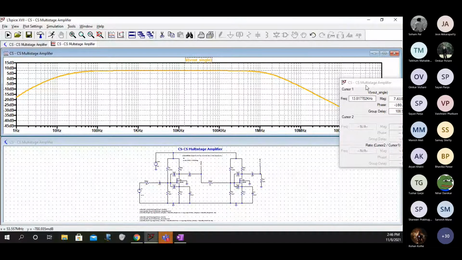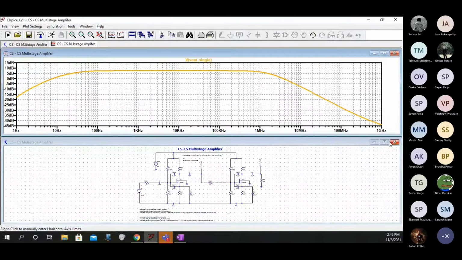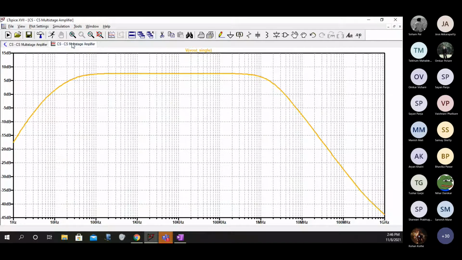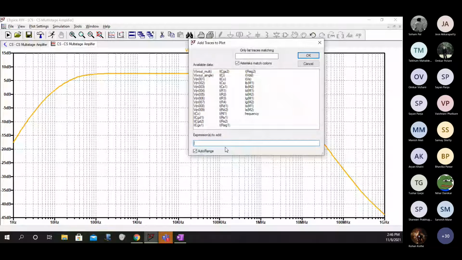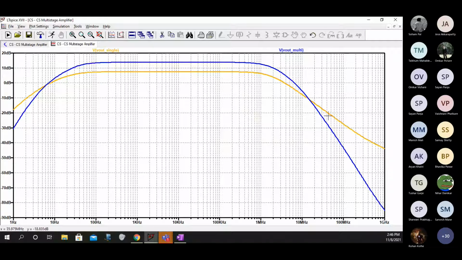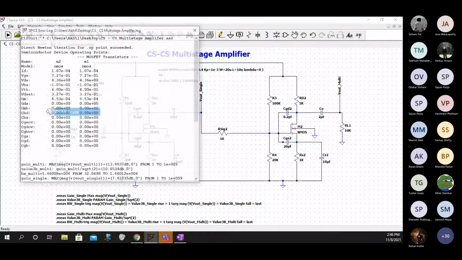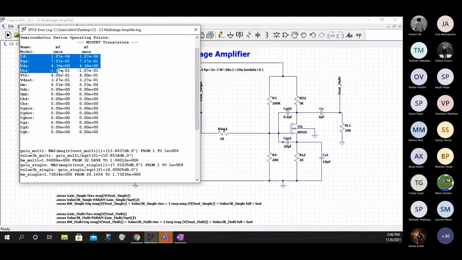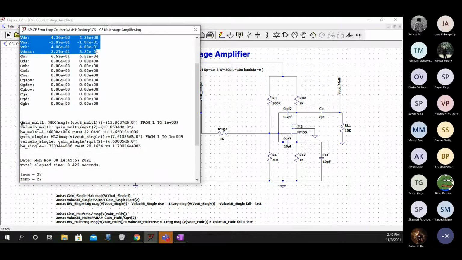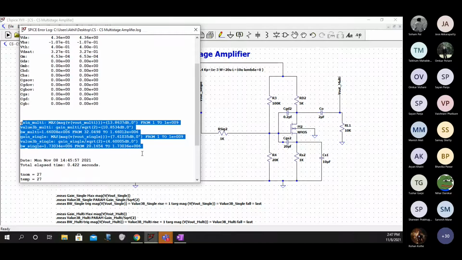You can see that the gain is more or less the same. And here, when I add another trace, which is nothing but Vout multi, I get this. If you try and physically measure the bandwidth, I'm sure half of you will go wrong. So don't rely on physical measuring of this. Use the .measure commands, that means the SPICE error log, for all the DC values as well as the AC values like gain, bandwidth and 3 dB points.